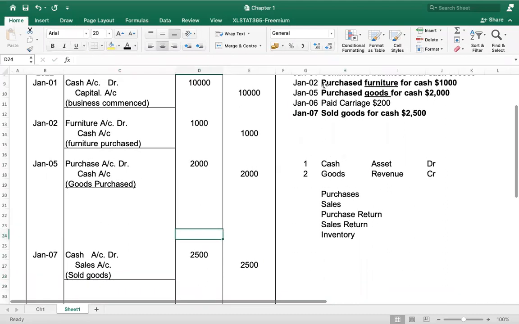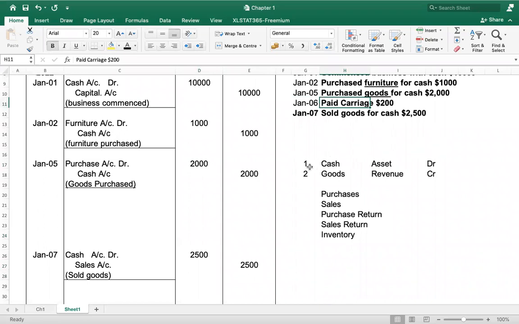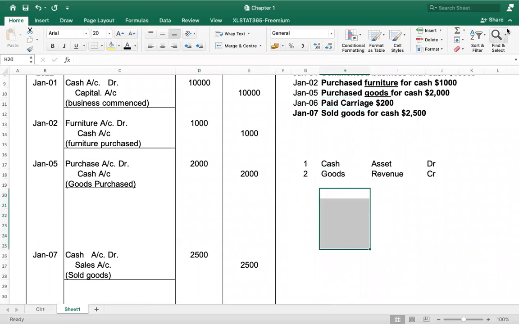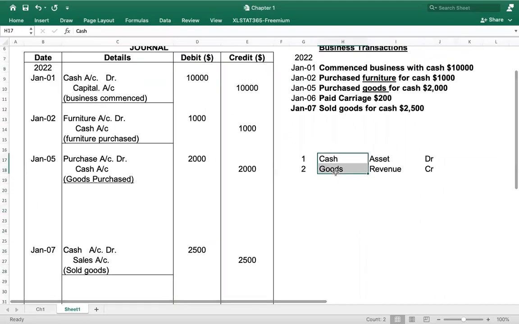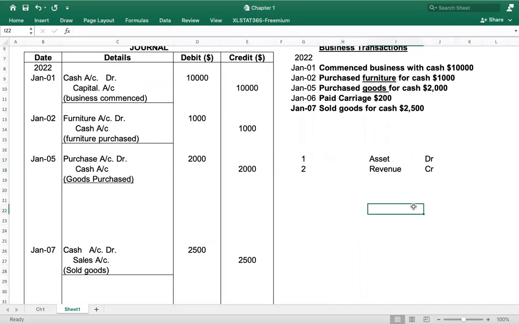Now I am going to record this Jan 6th. What is the transaction? Read out. Paid carriage 200. Now tell me the items. What is carriage? Carriage is transportation charges. Suppose I am in Jaipur right now and I am buying goods from Delhi. So I need to pay transport people some charges, na? So that charge is known as carriage, because those transport people are carrying my product from Delhi to Jaipur. Now I have to pay them some money. That is known as carriage.